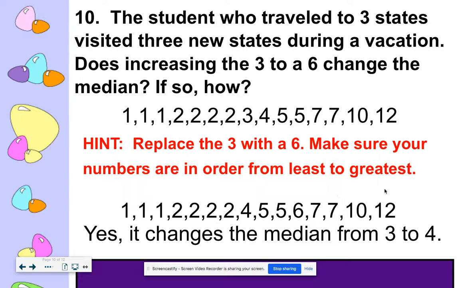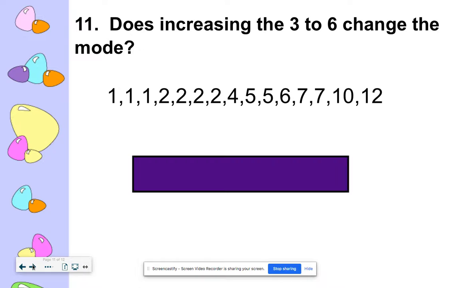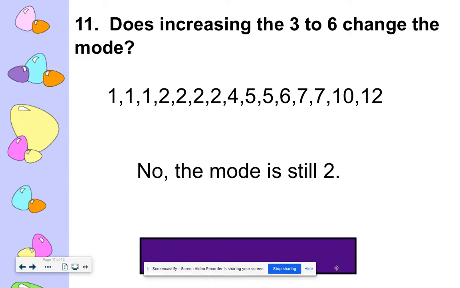Now, when we go back and find our new median, if you remember here, we had 15 numbers, I believe. 1, 2, 3, 4, 5, 6, 7, 8, 9, 10, 11, 12, 13, 14, 15. Yep, we had 15 numbers, so that means we had a middle number. The new median is now 4. And number 11, by increasing that 3 to a 6, does it change the mode? And hopefully you can tell, no, the mode is still a 2.